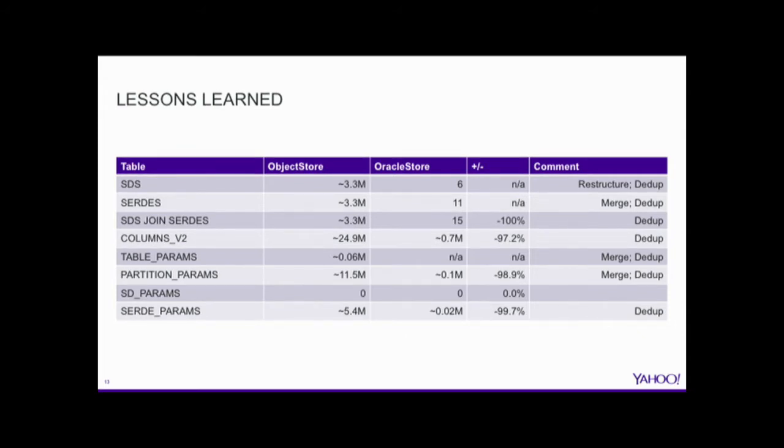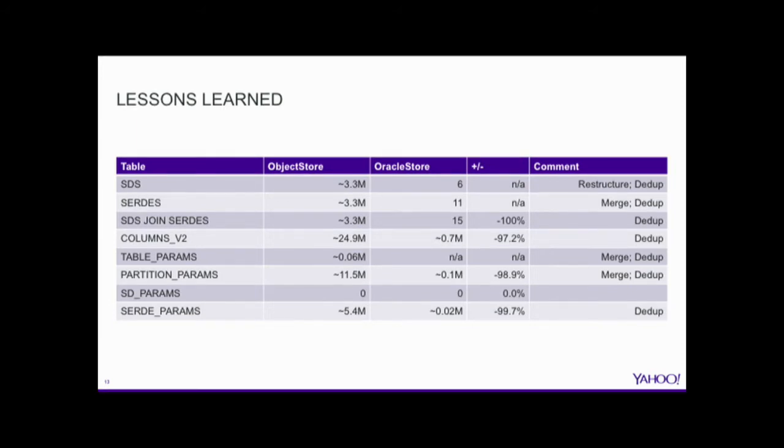So what that means is when we're serving objects such as table objects or partition objects, we don't have to do a join against the SERDES table because we already store it in memory. We just do an in-memory lookup. So that should be a very big savings for us. So that's not a bad start, right?